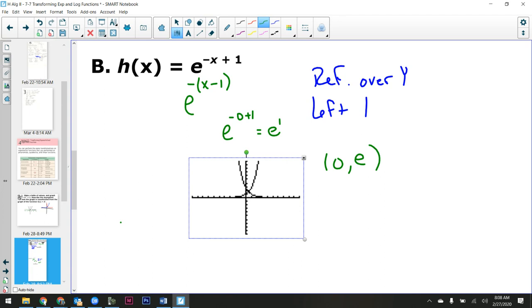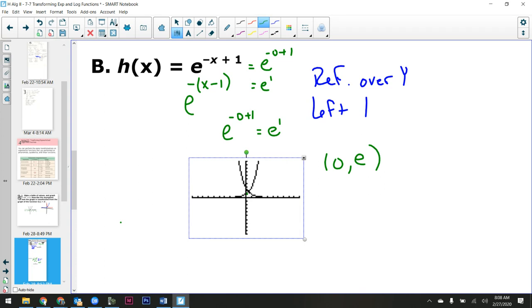How did I do that one more time? Okay, if I plug in 0 for x here, this would just give me e to the negative 0 plus 1. Well, what is negative 0 plus 1? Just 1, right? So this ends up just being e to the first. So 0, comma, e. Remember, that's just a number, 0, comma, 2.718. Is that still my intercept? Yeah, it looks like it.